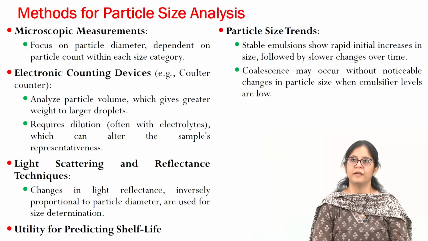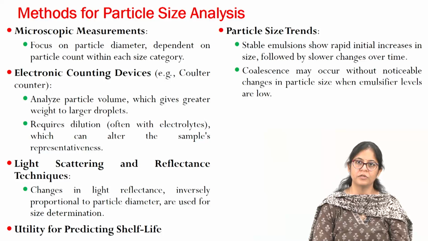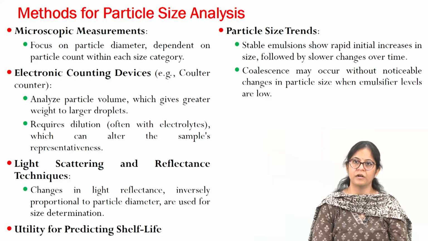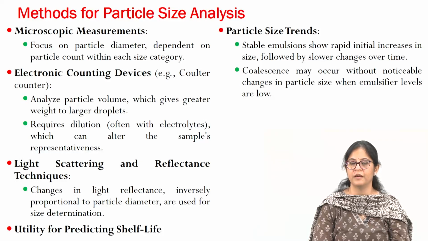The methods for particle size analysis: microscopic measurements focus on particle diameter measurement along with the particle count within a specific size category. Electronic counting devices like the Coulter counter analyze particle volume, which gives greater weight to larger droplets. This requires dilution, often with electrolytes, which can alter the sample's representativeness. So, that is the caution with these kinds of methods.